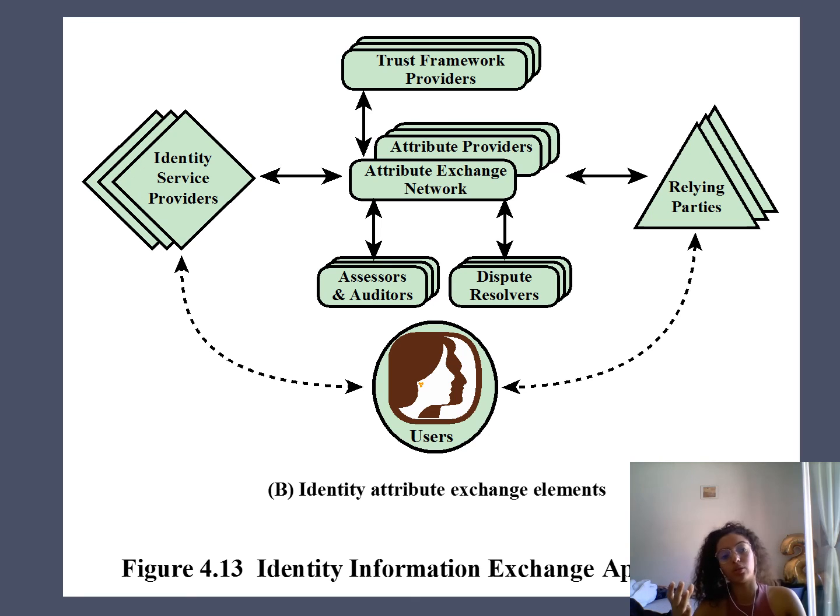We have some support elements like the assessors, who are the ones that evaluate the identity service providers and RPs and certify that they are capable of following the OITF provided blueprint. We have the auditors, which may be called on to check that parties' practices have been in line with what was agreed on the OITF. We also have the dispute resolvers, which are the ones that provide arbitration and dispute resolution.